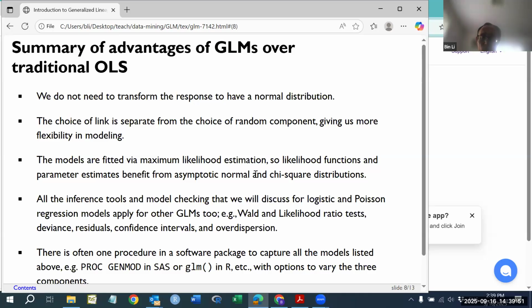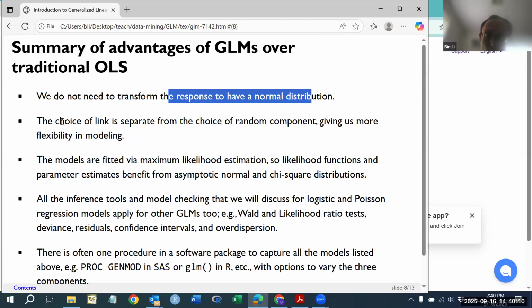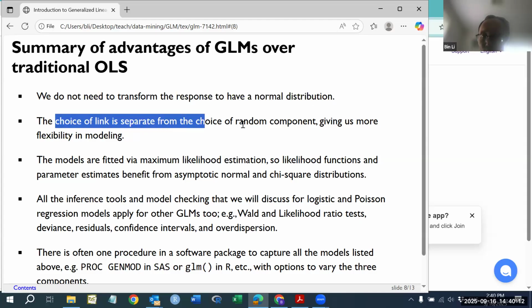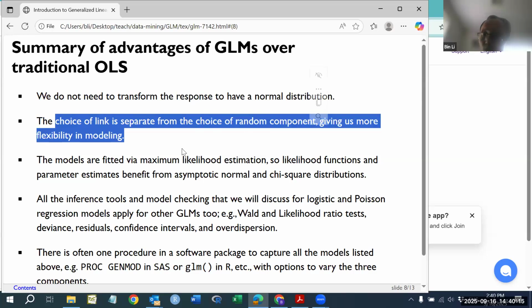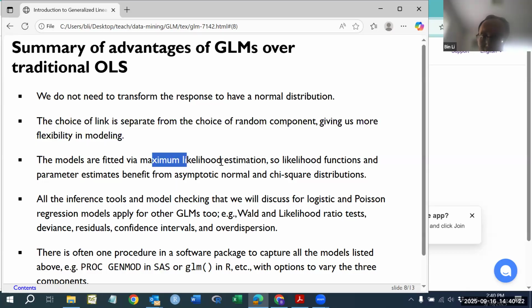Okay, so to summarize, why do we need to use GLMs instead of the traditional OLS, ordinary least squares fitting? Because we do not need to transform the response to a normal distribution. And the choice of the link is separate from the choice of the random component, so that gives more flexibility in modeling. And the models are fitted with maximum likelihood estimation, which is more general.